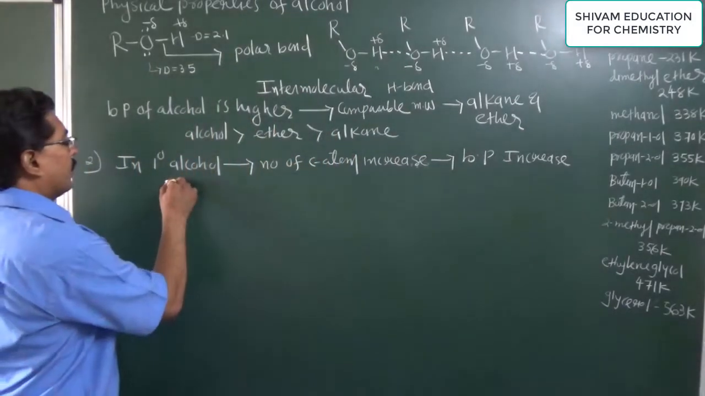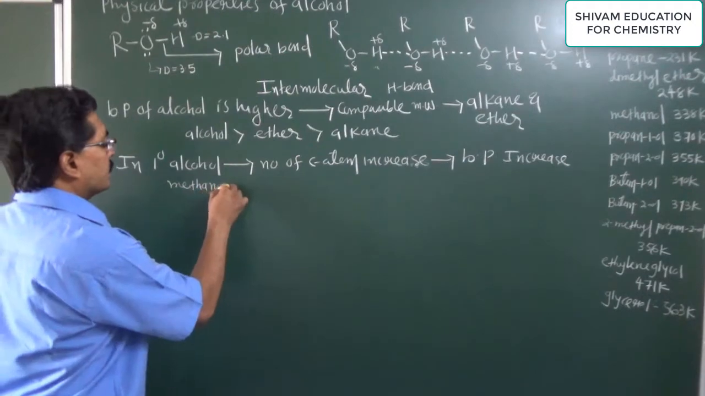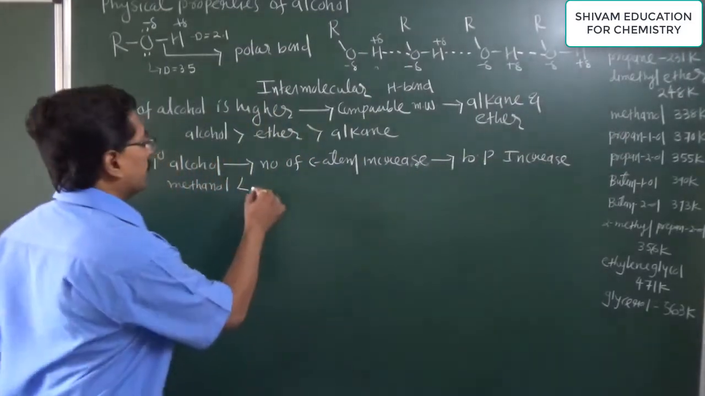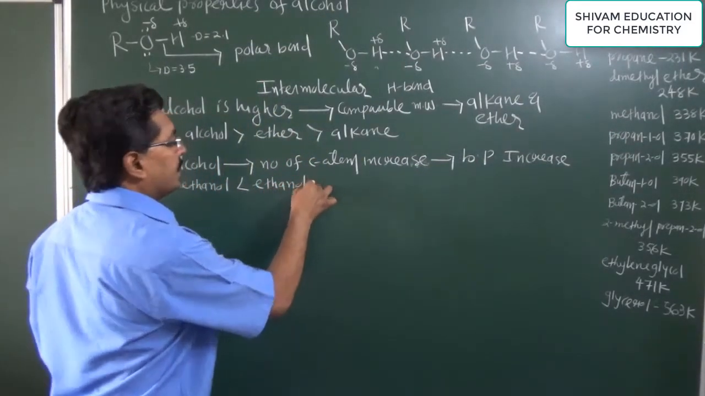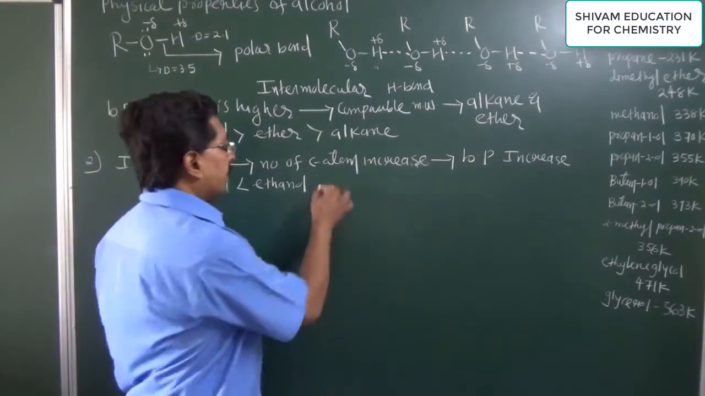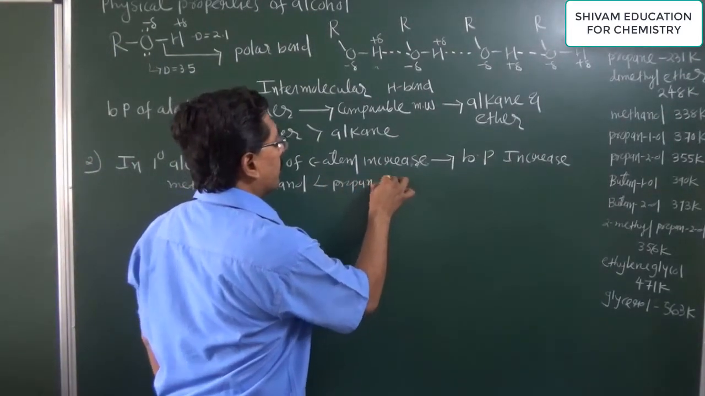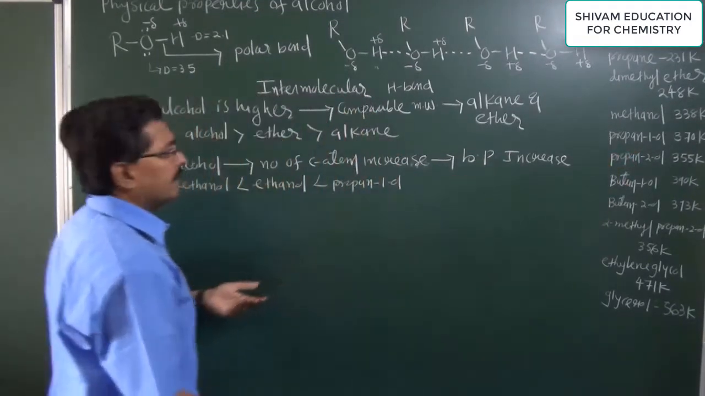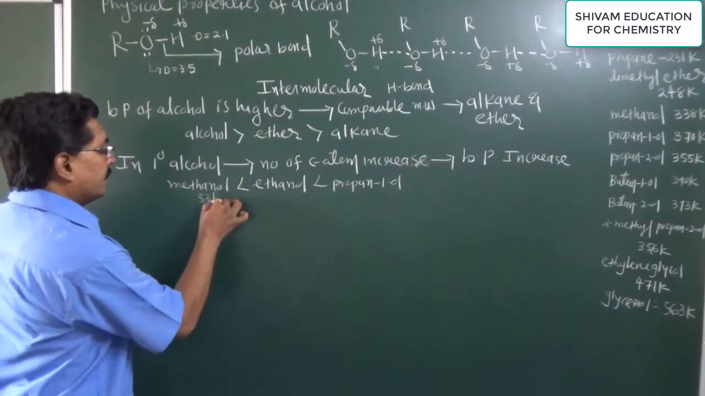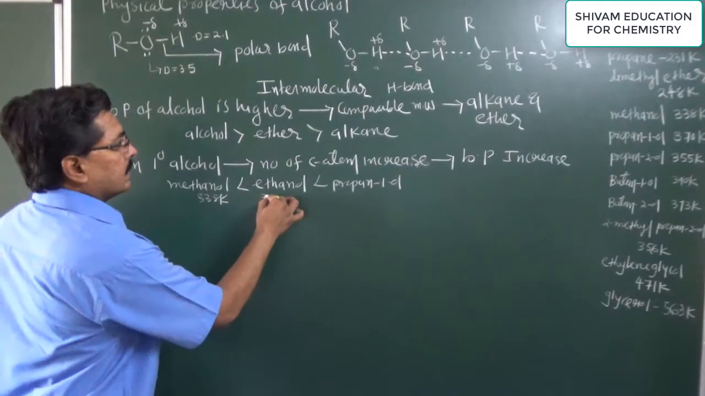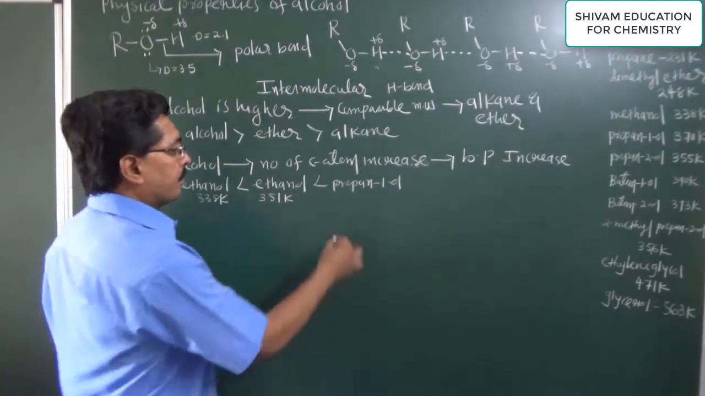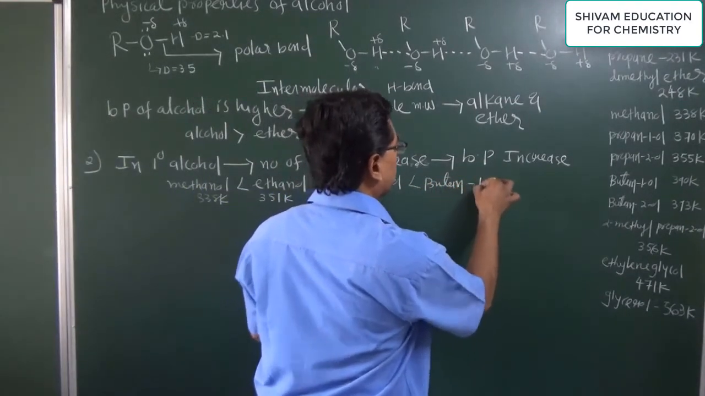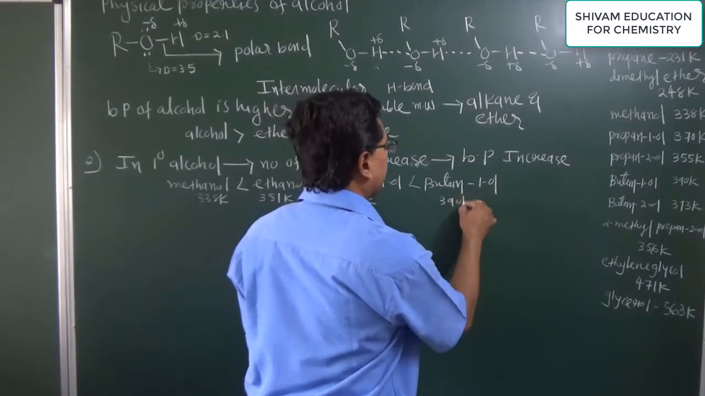So methanol has the lowest boiling point. Check that the methanol boiling point is 338 Kelvin. As the number of carbon atoms increases, the boiling point of ethanol is 351 Kelvin. When we take propanol, its boiling point is higher, 370 Kelvin. So constantly it is increasing. Methanol 338 Kelvin, ethanol 351 Kelvin, propanol 370 Kelvin, and in the case of butanol, the boiling point will be 390 Kelvin.